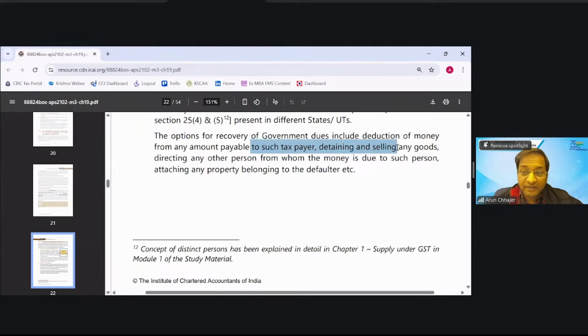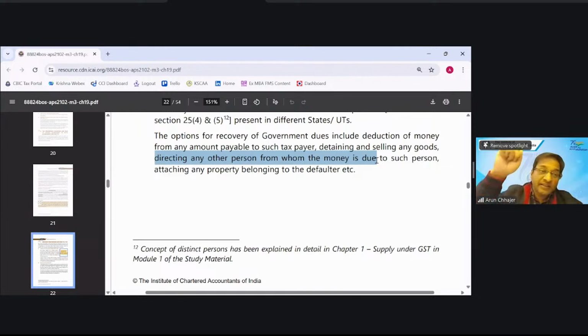detaining and selling the goods, or even directing any person to whom money is due, meaning debtors. कई बार क्या होता है, जैसे मान लो मिस्टर ए इज ए टेनेंट, ठीक है, लैंडलॉर्ड इज XYZ and there is money due against XYZ and XYZ is not making the payment, then the officer may send a notice to Mr. A that instead of paying the rent to the landlord, please pay this amount to us.